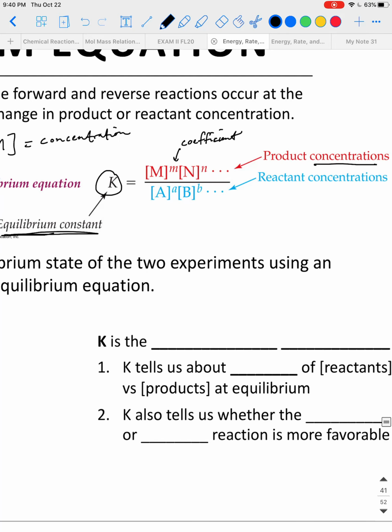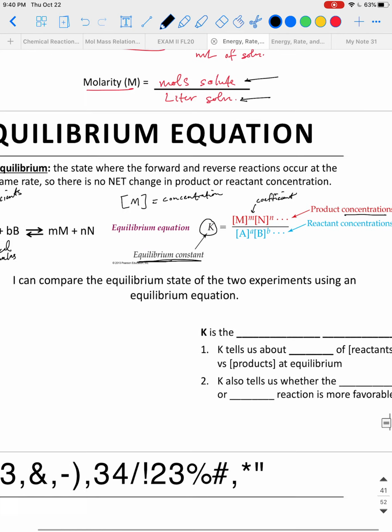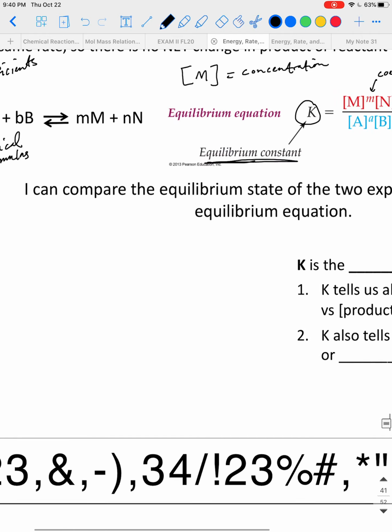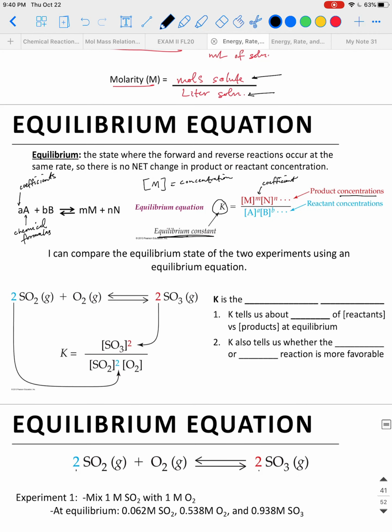Now, what does K mean? Why is an equilibrium constant important? K is the equilibrium constant, and it is a number we can determine that tells us about the ratio of the concentration of reactants to the concentration of products at equilibrium. That's fancy words for: at equilibrium, do we have a lot of reactants or do we have a lot of products?